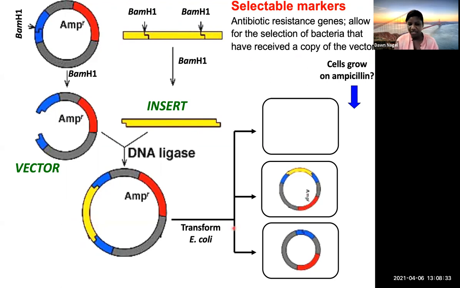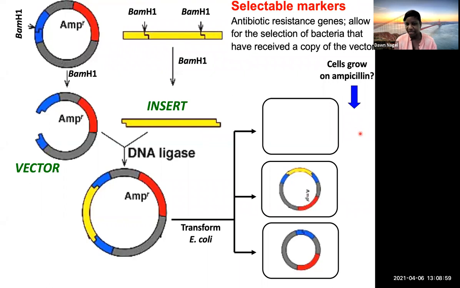You transform it into E. coli using one of your different methods. And now you look to see whether or not your cells will grow on ampicillin, right? Because this is the way you figure out whether or not your transformation worked, okay? So in the first case, if your transformation doesn't work, would you expect your cells to grow on ampicillin?